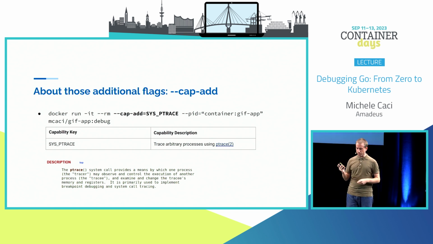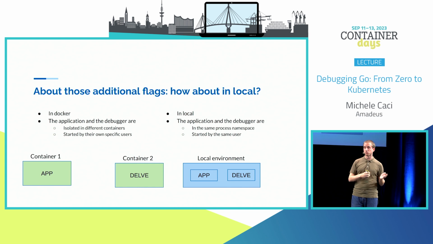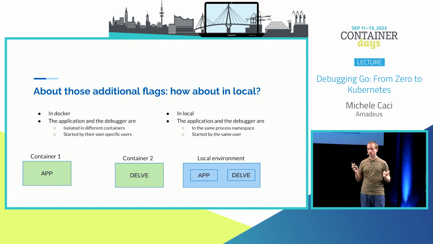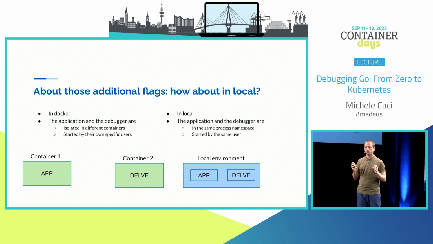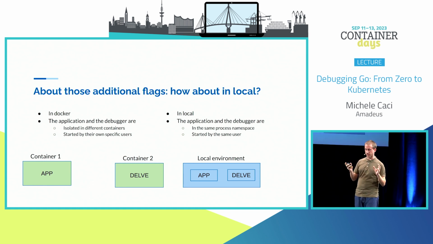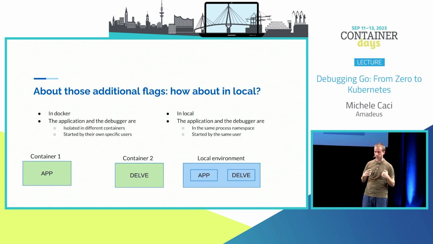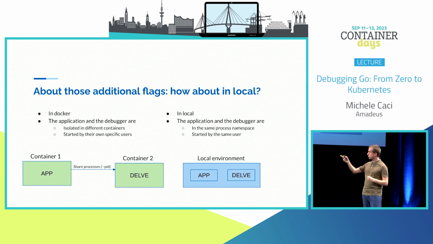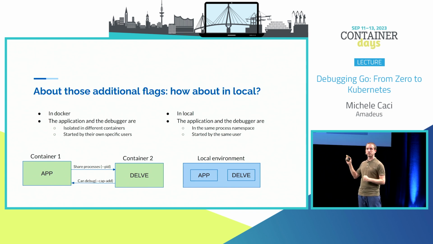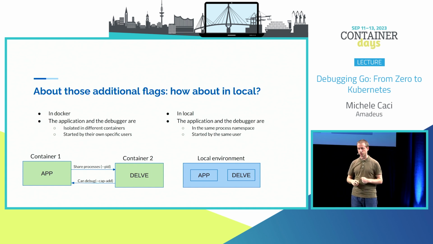Now, we have seen the description about these 2 flags. Now, why didn't we see them in local? Long story short, in Docker, we have an application and a debugger container that are separate and run in isolation, and they are also started by their own specific users. So we will need the possibility to share the processes of the application so that the debugger can see them, and then we will need the permission to give to the debugger to be able to debug the application.